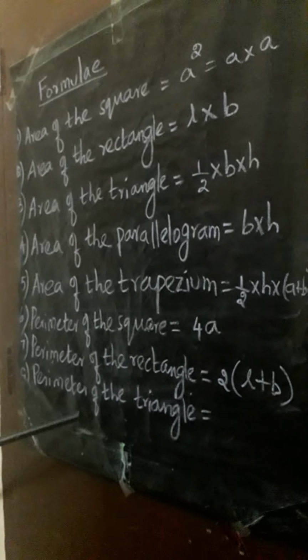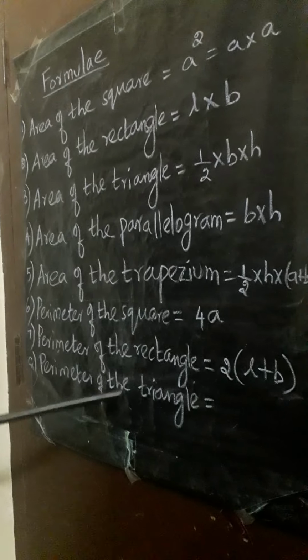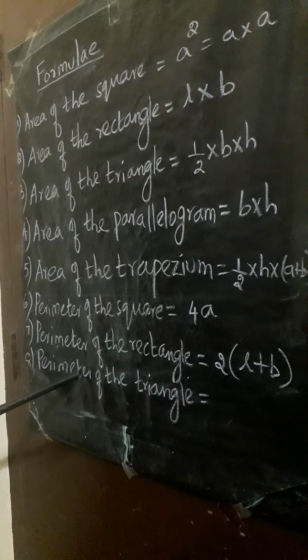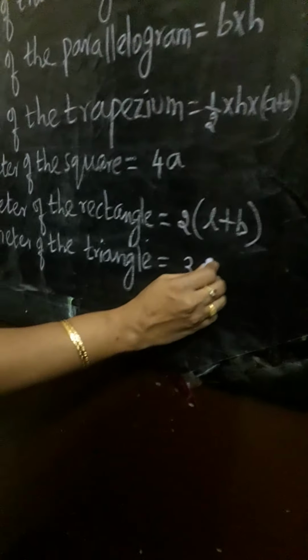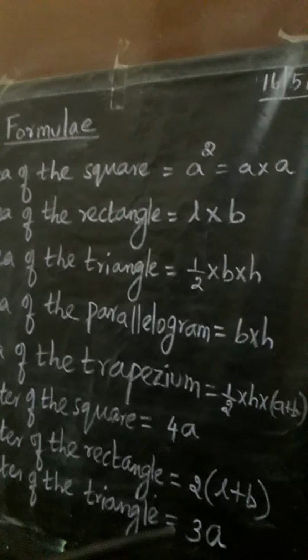Perimeter of triangle. Triangle has 3 sides. So sum of 3 sides are the perimeter of the triangle. So perimeter of the triangle equal to 3 sides, so 3A units. So perimeter of triangle equal to 3A.